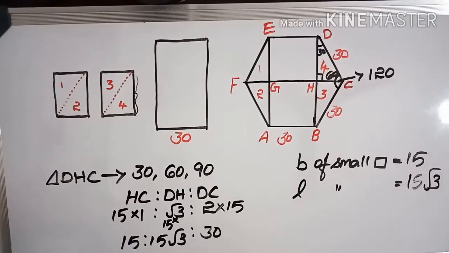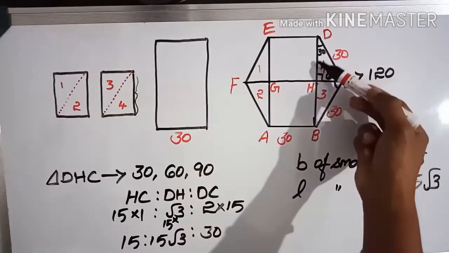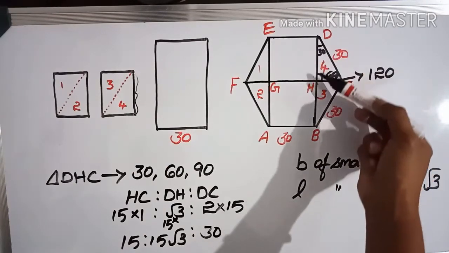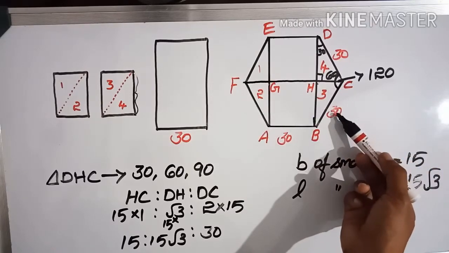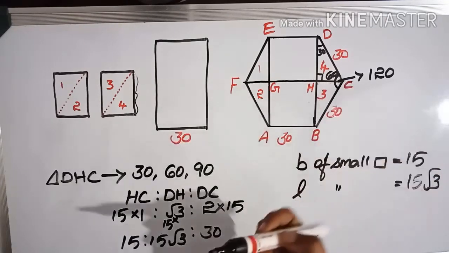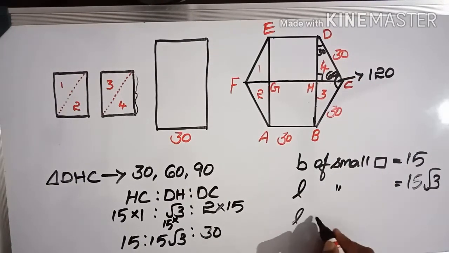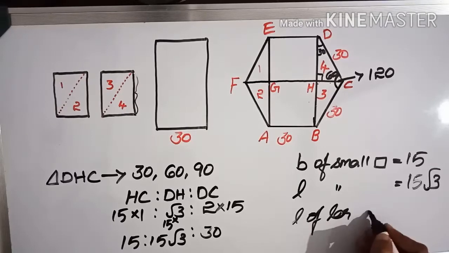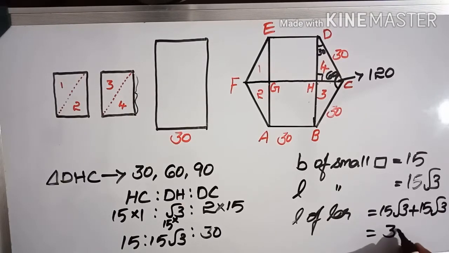Now in order to find the length of the larger rectangle, we know these two are equal parts. D to H is 15 root 3, so when we consider this triangle also we get the same sides: 30 here, 15 root 3 here, 15 here. So this is 15 root 3 and this also is 15 root 3. So the length of the large rectangle equals 15 root 3 plus 15 root 3, that is 30 root 3.